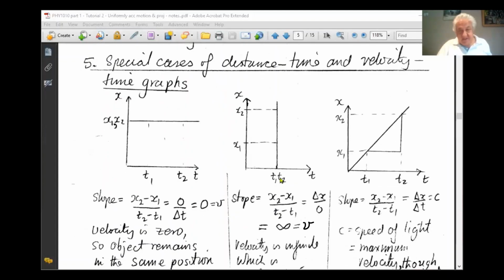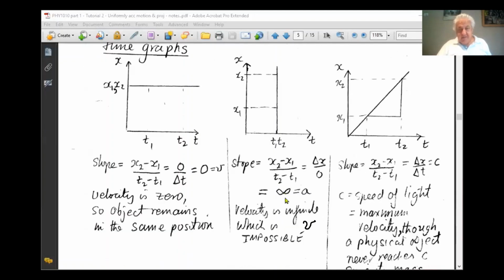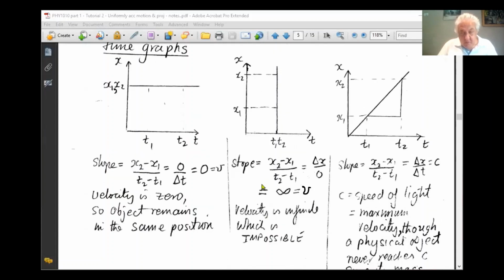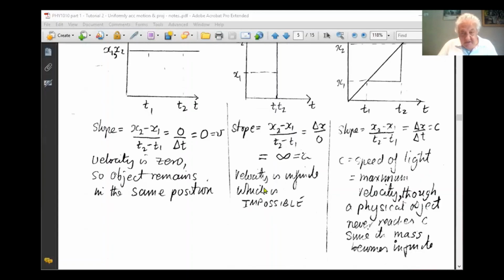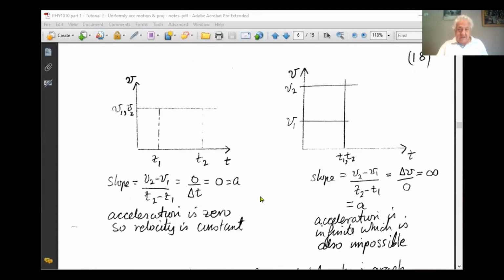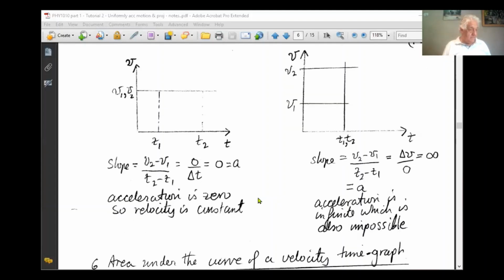Special cases of distance time graphs. I think I'll do these special cases on the whiteboard. Let you look at it on my notes. Okay, let's go to the whiteboard.